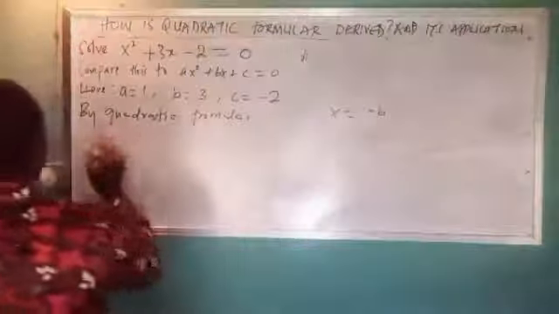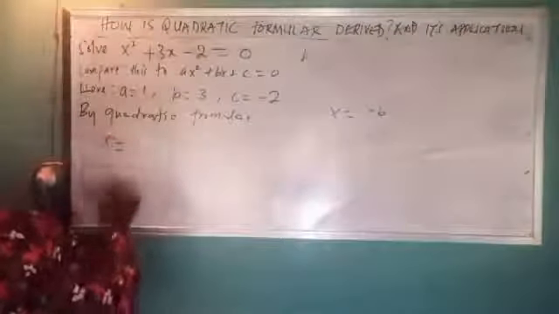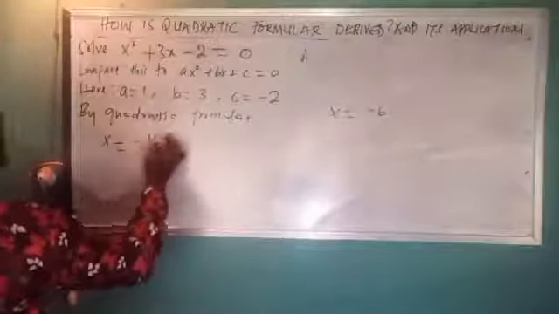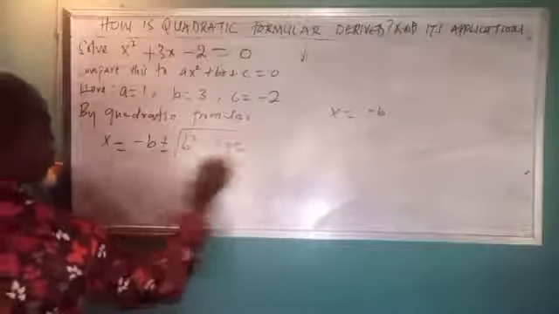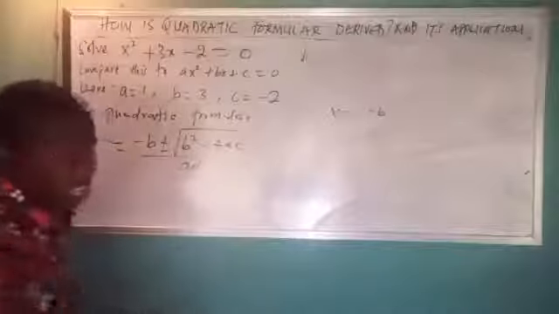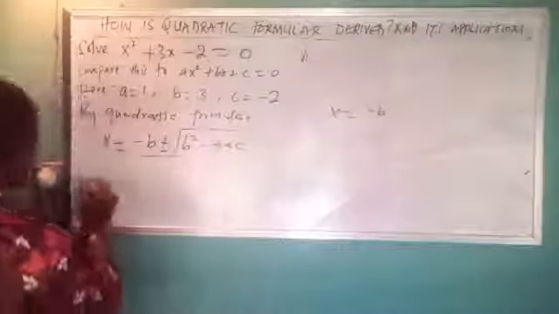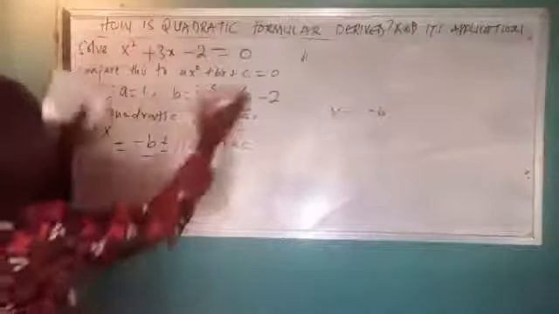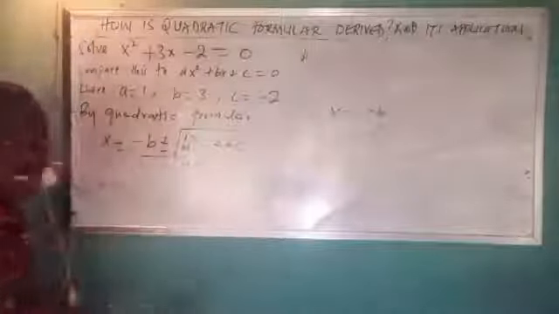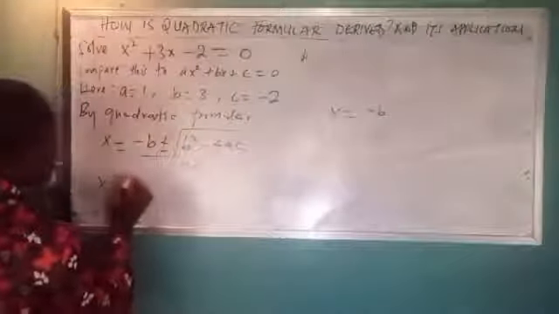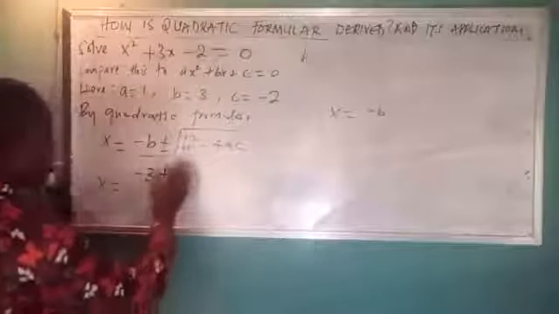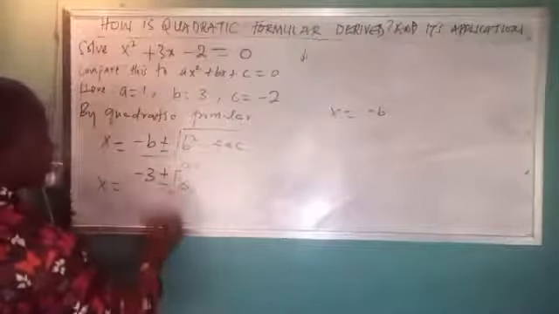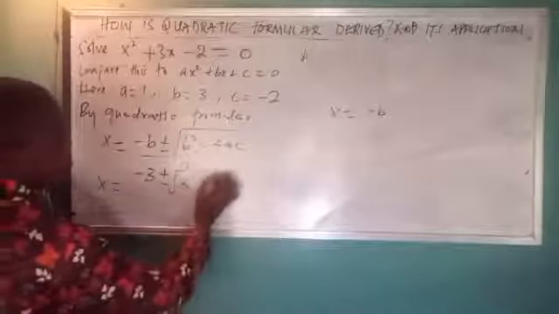So now here, we have x equals minus b plus or minus the square root of b squared minus 4ac, over 2a. That's what we derived earlier, which is the quadratic formula. So what are you going to do? You substitute, you put all these values into this equation. So we have minus b, that is minus 3, plus or minus the square root of b squared, which is 3 squared, which is 9, minus 4 times a.